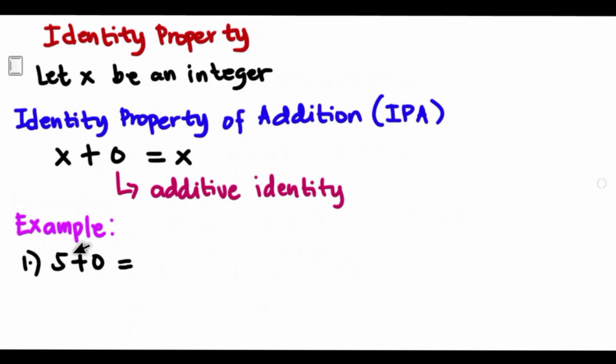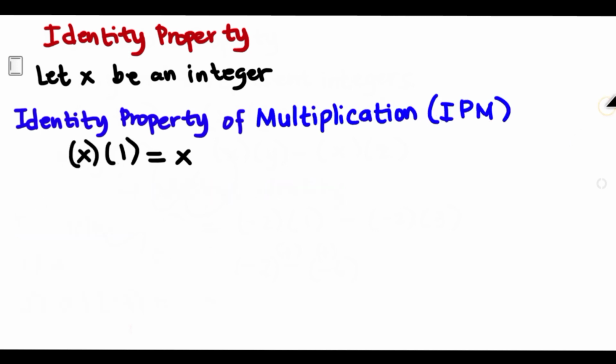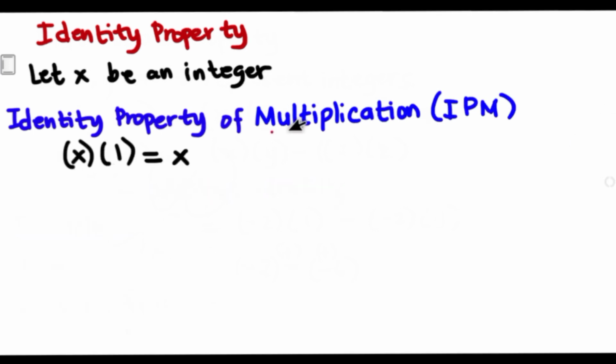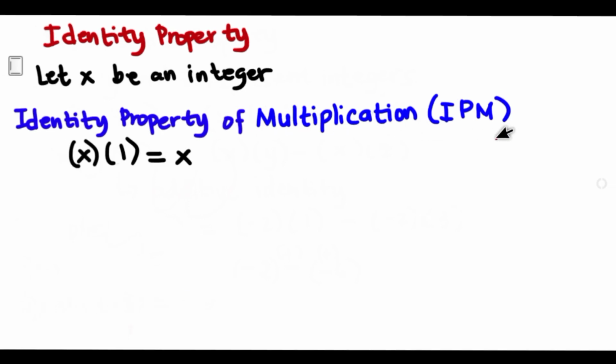Okay, so example number 1, 5 plus 0, the answer is 5. Let's have example number 2, 0 plus negative 3 is equal to negative 3. So, let us remember, whatever number we add to 0, that number is still the answer. So, we are done with the identity property of addition. Now, it is the identity property of multiplication.